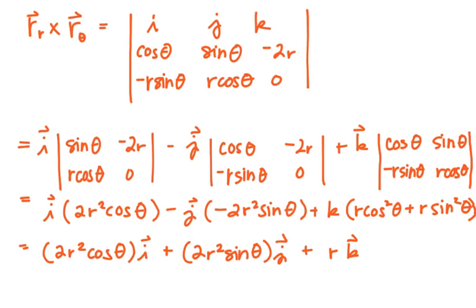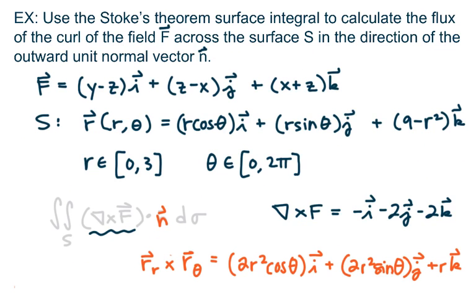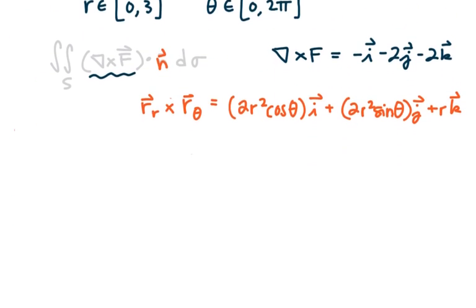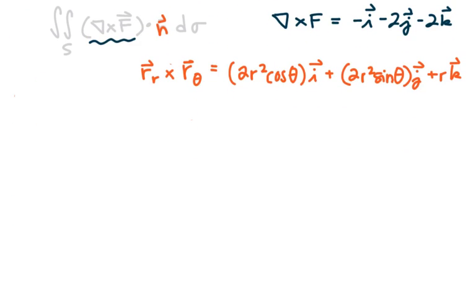So I'm going to clean my screen up. I'm going to pull this back up to the top of the problem. So we've calculated del cross F, and we need to dot that with n. But let's look at what that looks like. We can save ourselves a little bit of work here. Remember, I said that the outward unit normal vector n is going to be r sub r cross r sub theta divided by its magnitude, right? It's the magnitude of that vector.